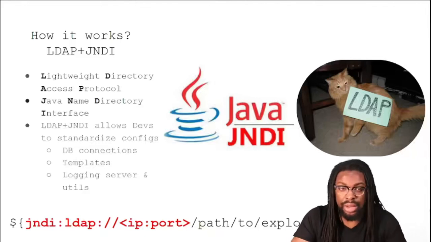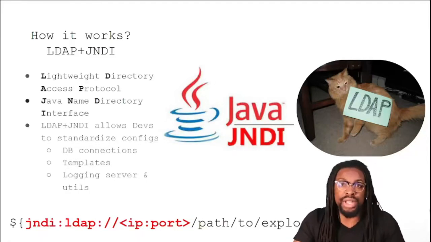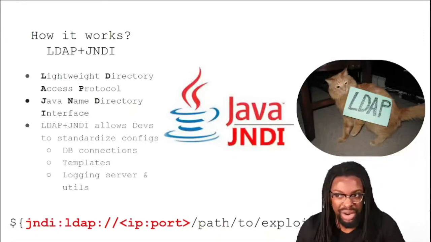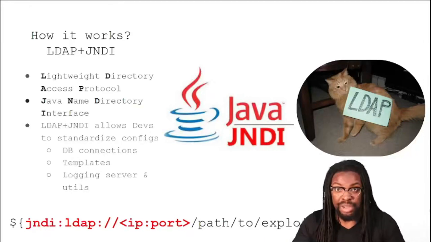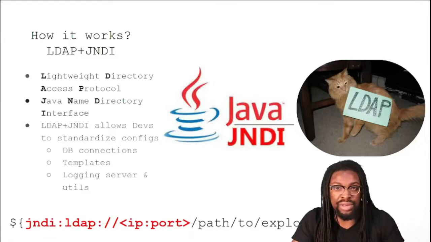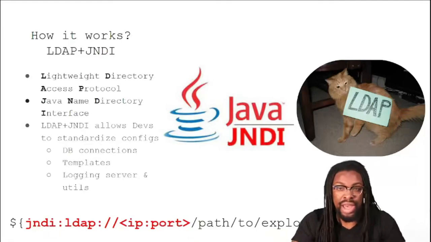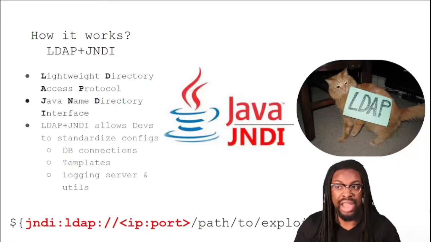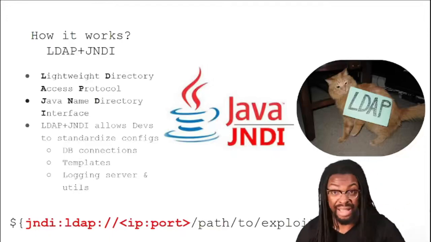And so why do you need to use JNDI? Why would anyone use JNDI in the first place? It's because of code reusability, number one. In each new project, you don't want to define basic things like shared libraries, database connections, configurations, templates, or, for example, setting which logging server you want to use. You want to have that code easily reused throughout multiple projects, and the combination of these two, both LDAP and JNDI, helps facilitate that functionality.